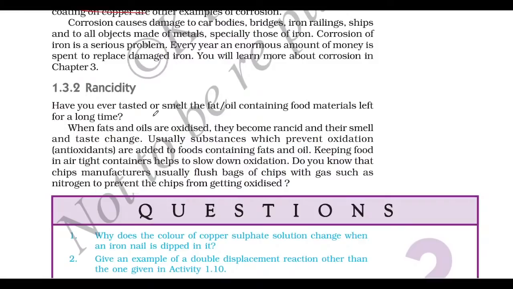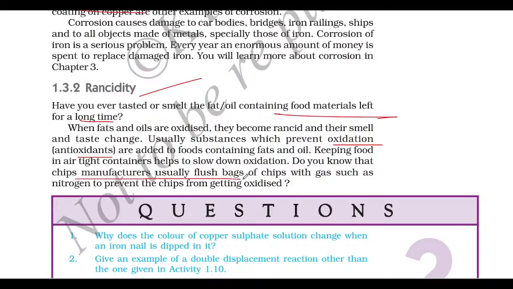Next very important concept for the exam is rancidity. When fat or oil containing food is exposed for a long time, what happens? It changes its smell and also taste. This is called what? Rancidity. How to prevent rancidity? Rancidity can be prevented by adding what? Antioxidants to the food containing fats and oil.